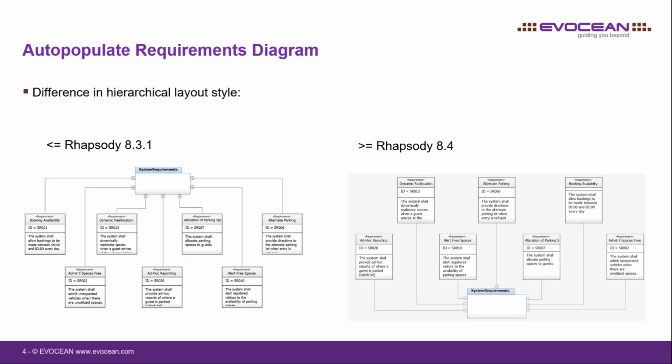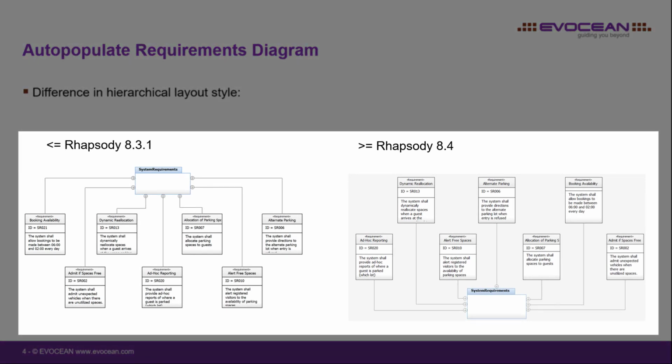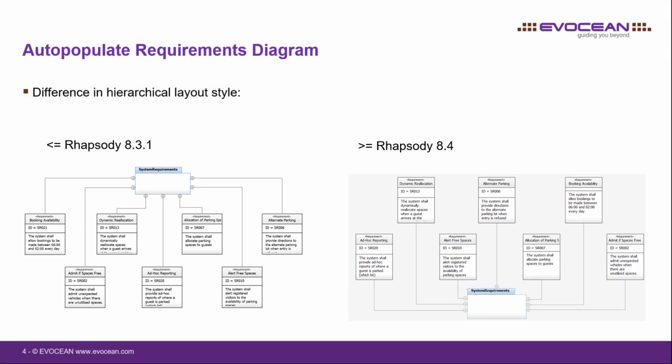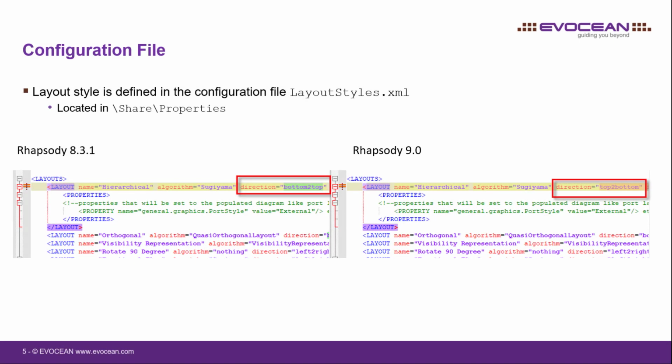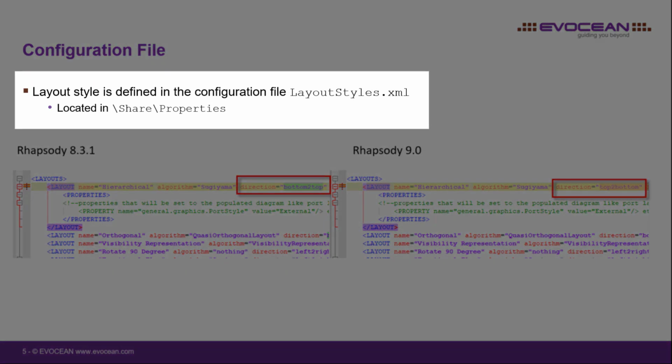So obviously there is a difference in the layout algorithm between both Rhapsody editions. But why? To get to the next question, no, there is no Rhapsody hidden property to change this. Don't even try to search for it. The answer is in the configuration file Layout Styles, which is located in the Share Properties folder.